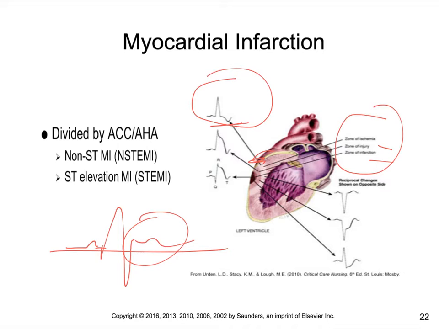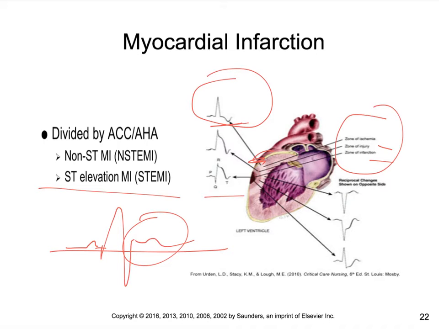So now the blockage to that area of the heart is so big that now that area of the heart is not getting enough blood flow, and now we're actually experiencing injury. So now we have ST elevation. So that's what we're looking at when we look at a 12-lead EKG. Do we see ischemic changes? Do we see ST elevation?